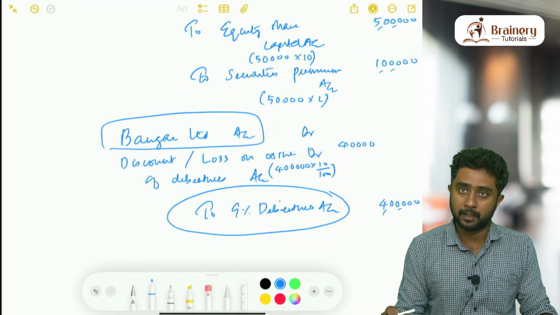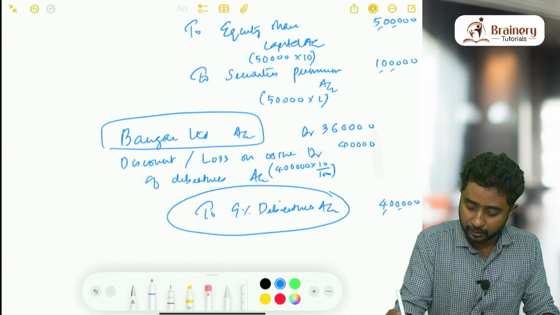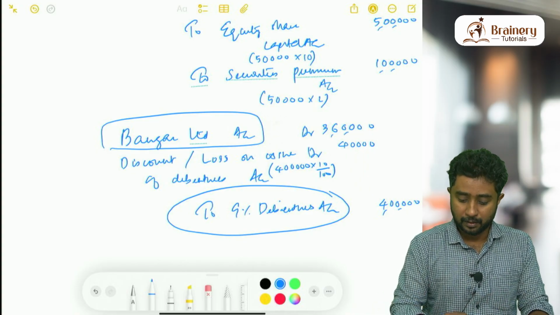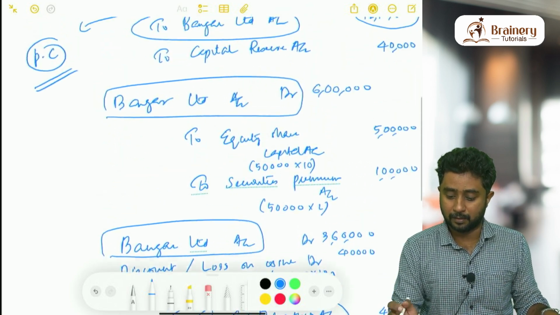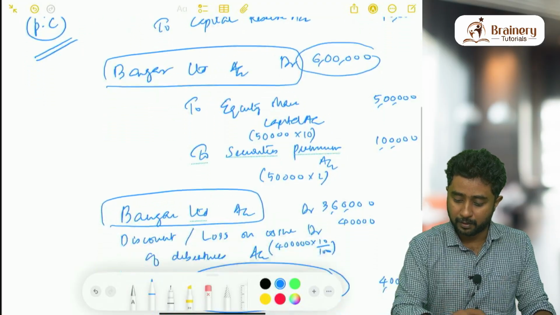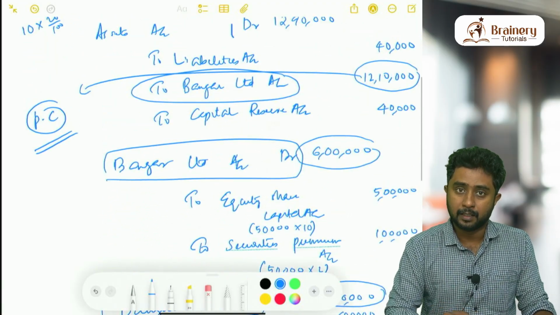So obviously debit side total also should be 4 lakhs. So how much should be there? Difference between these two, 3,60,000 should be there in order to make the debit side total as 4 lakhs. So that is how we have to write. So we got Bengal Limited 3,60,000. That means 6 lakhs we have paid using shares, 3,60,000 we have paid using debentures.